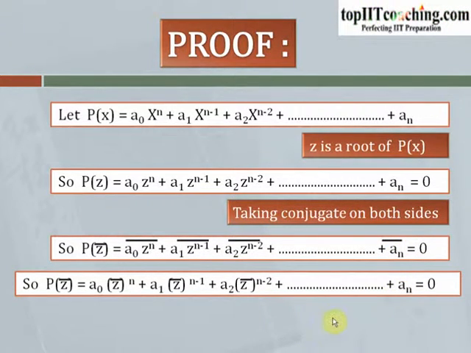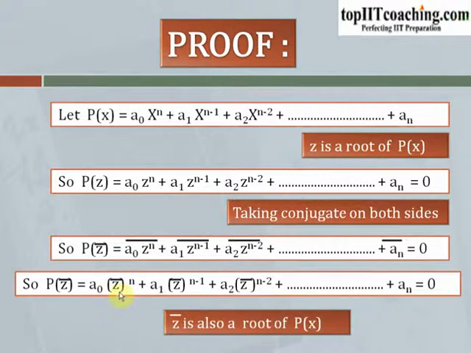What do we observe here? We observe that the conjugate of z is also a root of P of x. So z conjugate makes the polynomial equation equal to 0 when we substitute z conjugate in place of x. Thus we can say that z conjugate is also a root of P of x. So we have proved this theorem that if z is a root of a polynomial equation, then its conjugate must also be a root of the same polynomial equation.